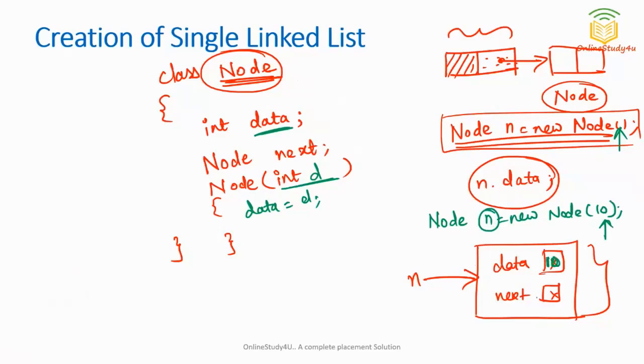Now currently this node is not connected to the linked list. It is just a node. So what next can we do? We have to keep this as null only. So the next thing I am going to do here is keep this next as null.